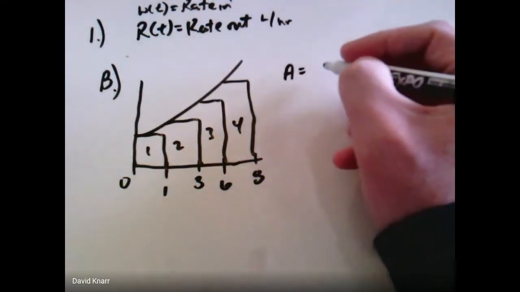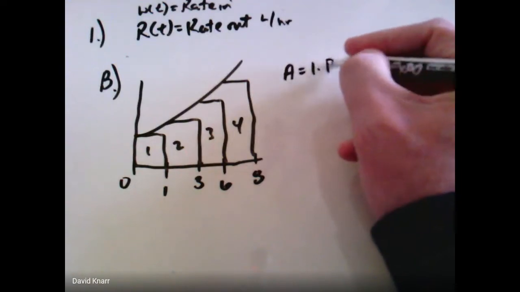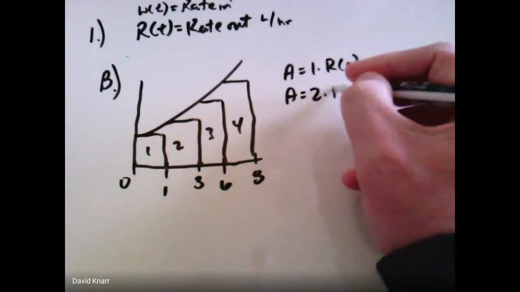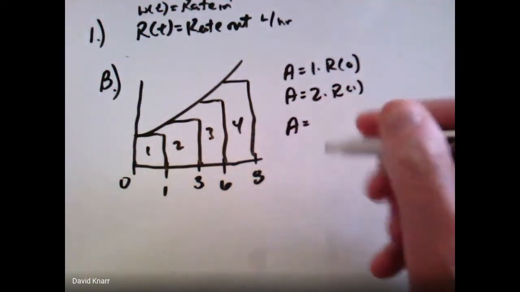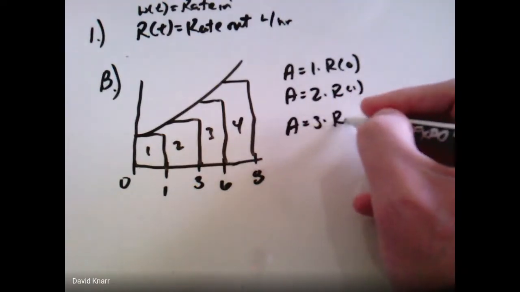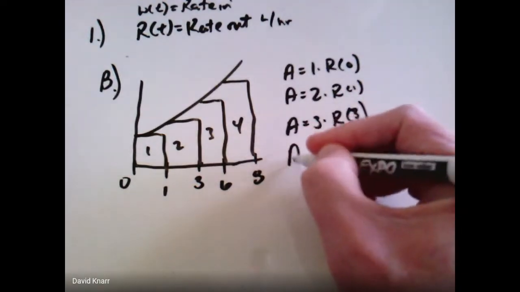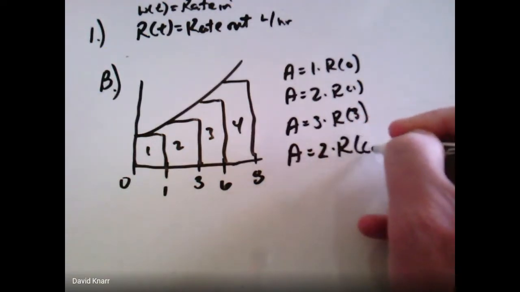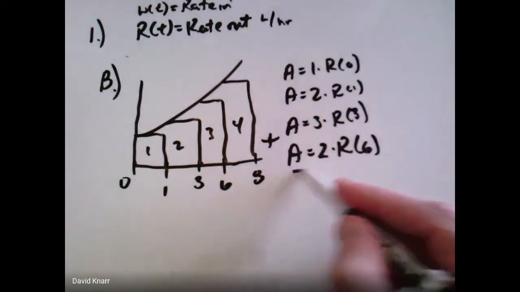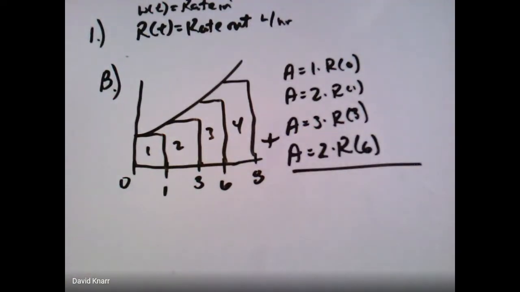Okay, and then you were able to find the area, right? Just base times height, so it's going to be 1 times R of 0. The next area is 2 times R of 1. The next one is 3 times R of 3. And then finally we have 2 times R of 6. Okay, we add all these together. We will come up with a total of 8,050. Okay, 8,050 is the total.